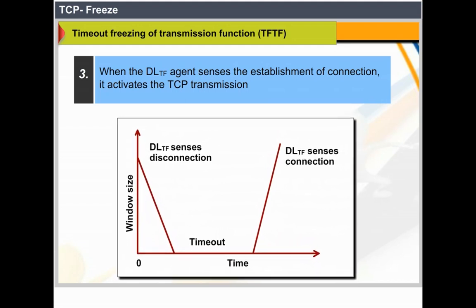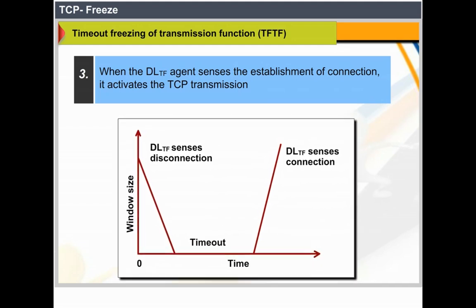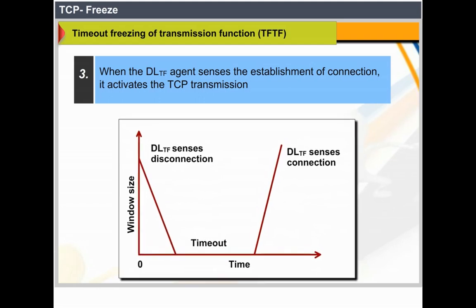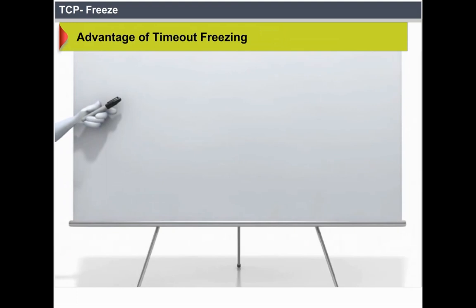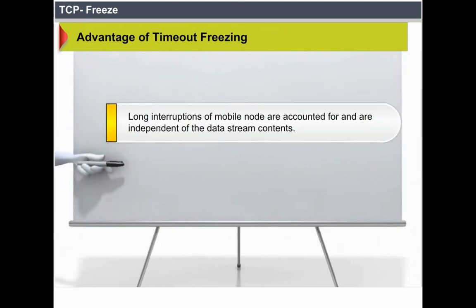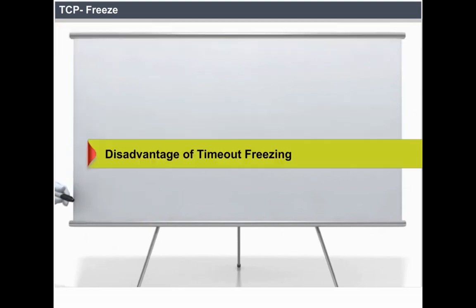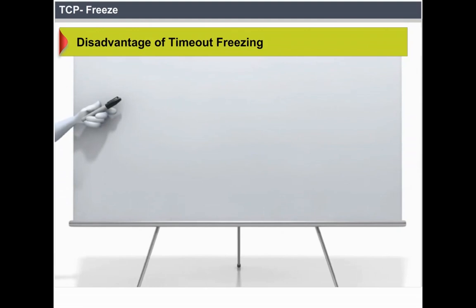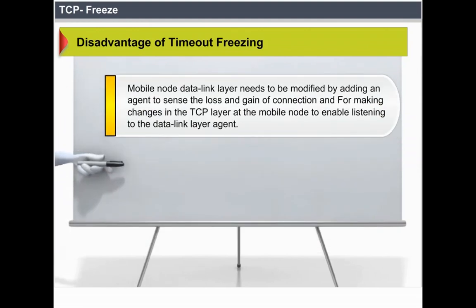Figure shows TCP connection timeout freezing. Advantage of timeout freezing: long interruptions of the mobile node are accounted for and are independent of the data stream contents. Disadvantage of timeout freezing: the mobile node's data link layer needs to be modified by adding an agent to sense the loss and gain of connection, and changes are needed in the TCP layer at the mobile node to enable listening to the data link layer agent.